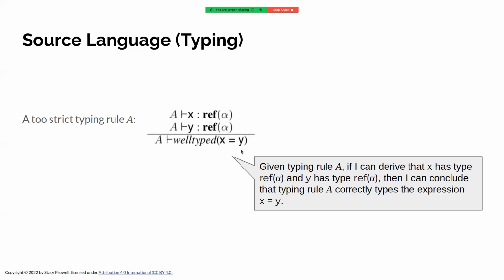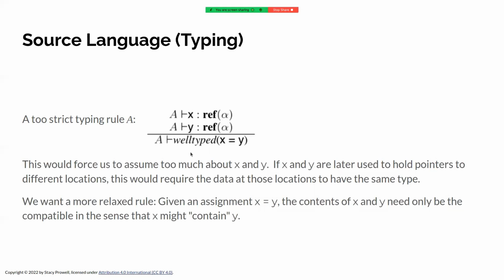It's so reasonable, in fact, that Steensgaard says it's unreasonable. He says this rule is too strict. And what does he mean? Well, what he means is this forces us to assume too much. Suppose X and Y hold pointers to different locations. We require that the data at those locations be the same type. That's what that's doing here. It's doing a lot of work. But do I have to do that?